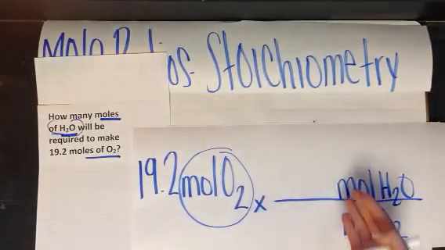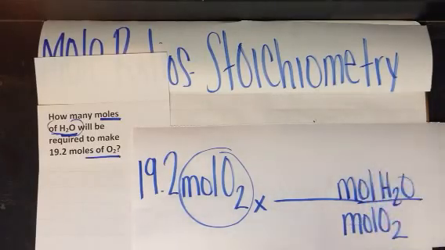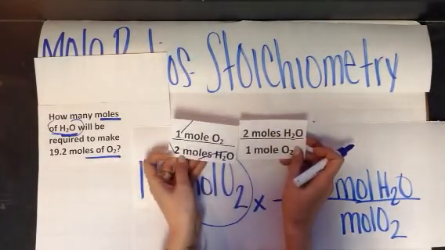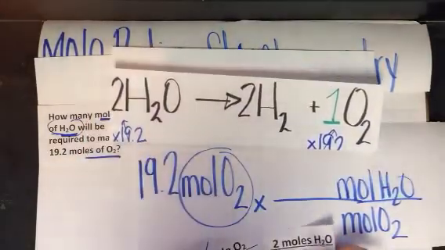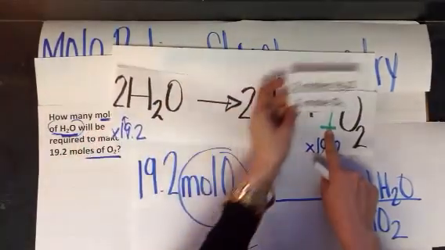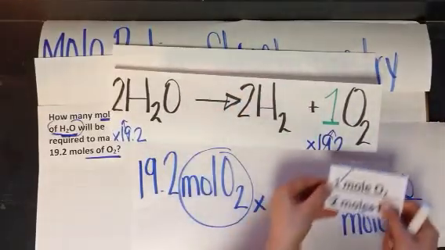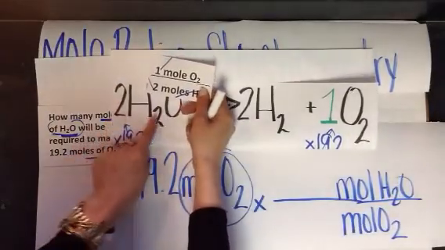So if you notice, this is my mole ratio. Sometimes I call it a mole to mole ratio. And if you remember a second ago, let me bring these back. Here are the mole ratios we created. We got them from our balanced equation, right? We said 2 moles of water for every 1 mole of oxygen. Or we can flip it. 1 mole of oxygen for 2 moles of water.